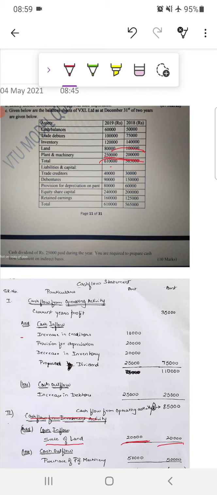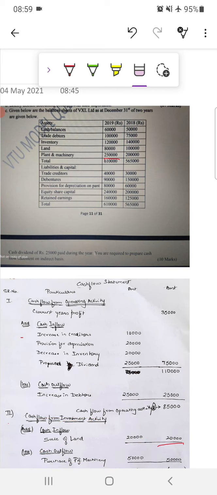Now what has happened to plant and machinery? It was 2 lakh. Now it is 2,50,000. That means plant and machinery has increased. When the asset increases, it is outflow, right? So under investment activity, since plant and machinery is a fixed asset, it comes under investment activity. Under outflow, purchase of plant and machinery. How much? 50,000. Why 50,000? Because in the previous year it was 2 lakh. Now it is 2,50,000. That means it has increased by 50,000. So 50,000.